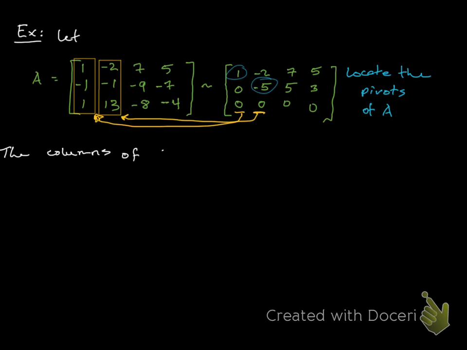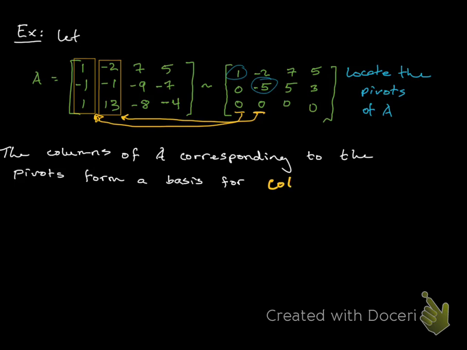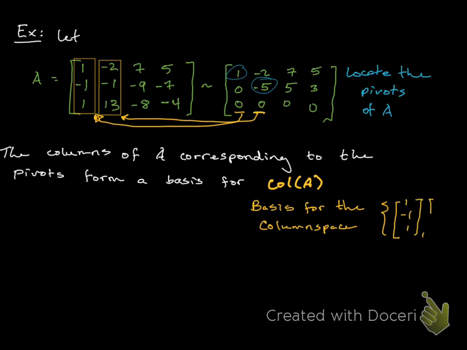These columns of A corresponding to the pivot columns, the pivots, form a basis for the column space, or col A. Okay? So the basis for the column space in this case will be those two vectors, just 1, minus 1, 1, and negative 2, negative 1, 13. Okay?